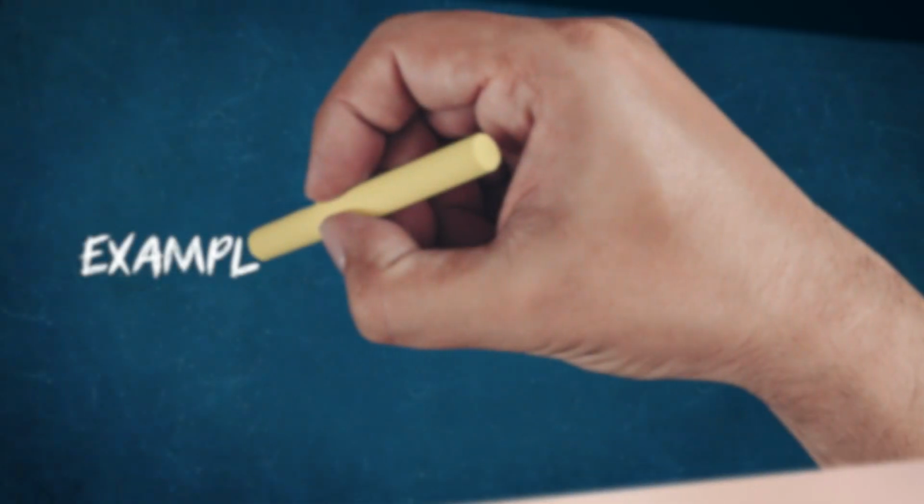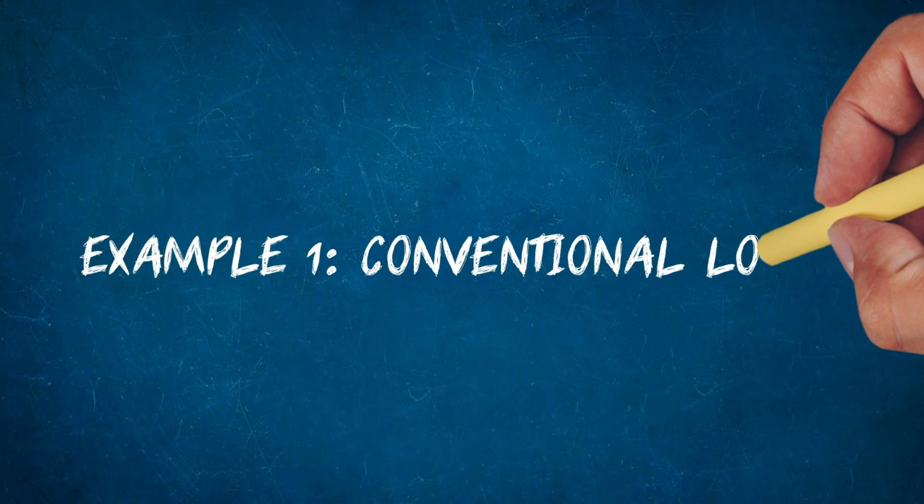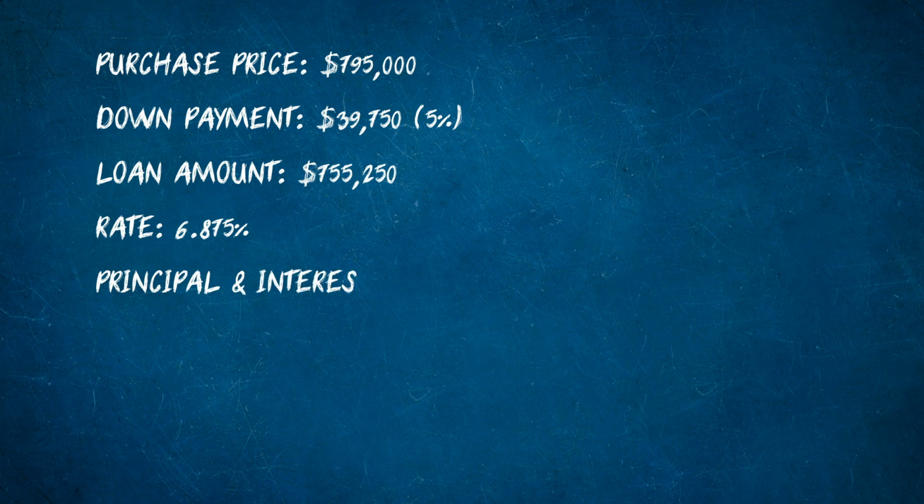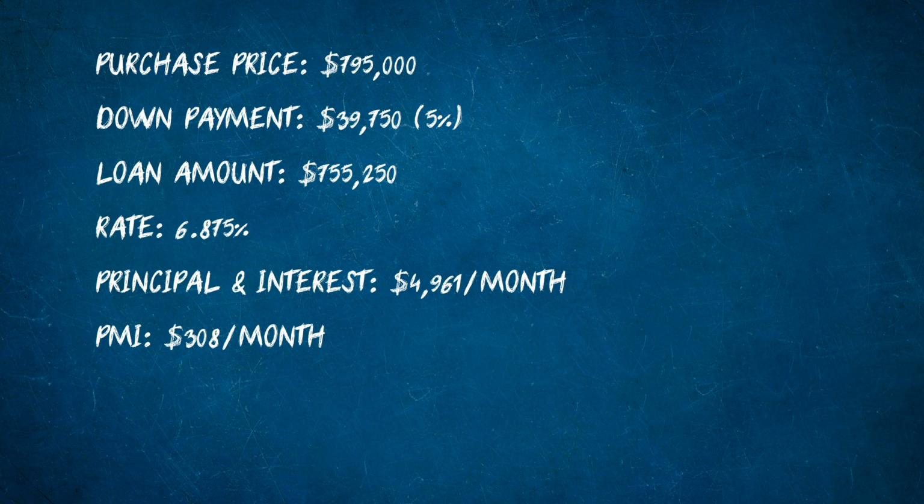Real examples we'll use. Here are 2 examples we'll look at. Conventional loan on a $795,000 house, 5% down, which is $39,750, a loan amount of $755,250 with an interest rate of 6.875. Principal and interest is about $4,961 per month, and the PMI is $308 per month.